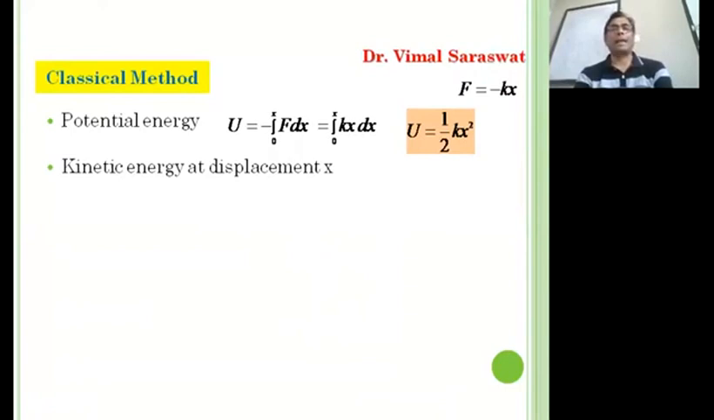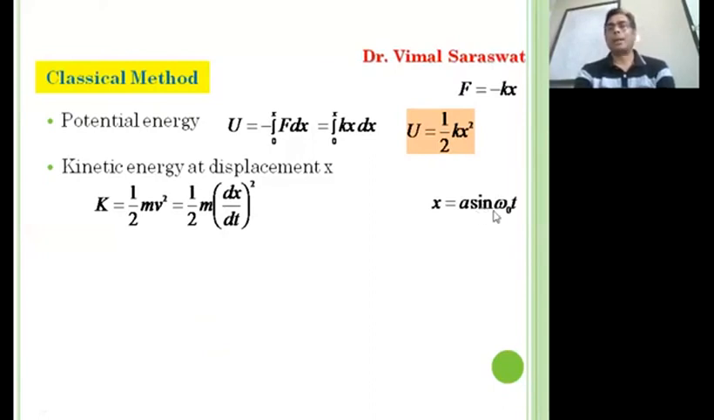Now kinetic energy at displacement x. Since kinetic energy K is equal to half mv square and v is equal to dx by dt, that is, the rate of change of position is known as velocity. So v is equal to dx by dt, and hence K is equal to half m times dx by dt whole square.